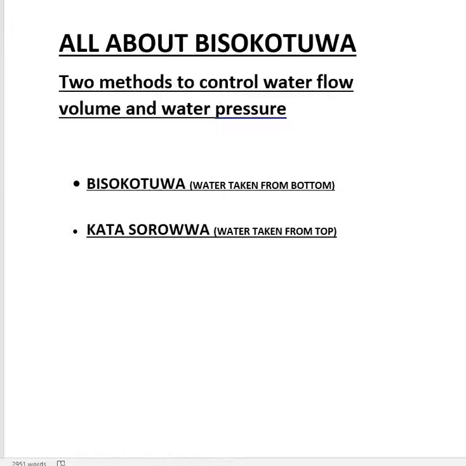So this webcast is totally dedicated to Bisokotuwa, which is a very important element of Sri Lankan reservoirs. Bisokotuwa is built to control the water flow, volume, and also the water pressure. There are two types of pressure control system. One is the Bisokotuwa, and the other one is called the Kata Sorowwa, which we are going to discuss both of them. And why do we need this structure?